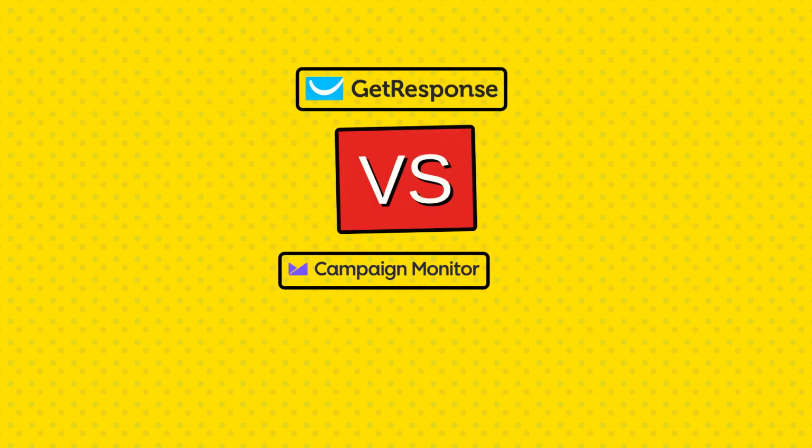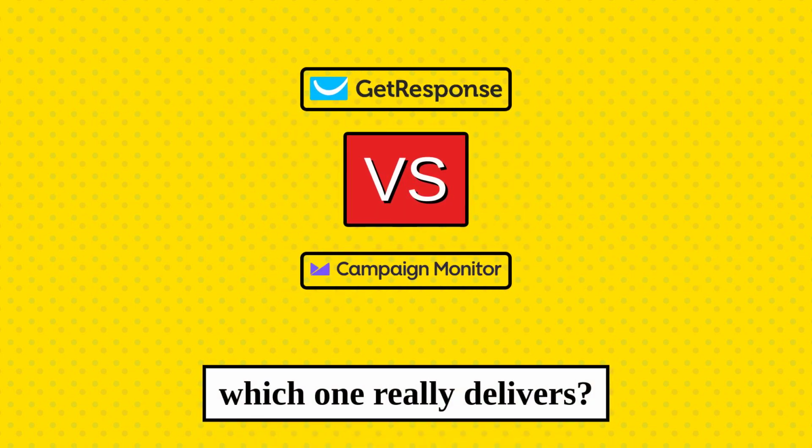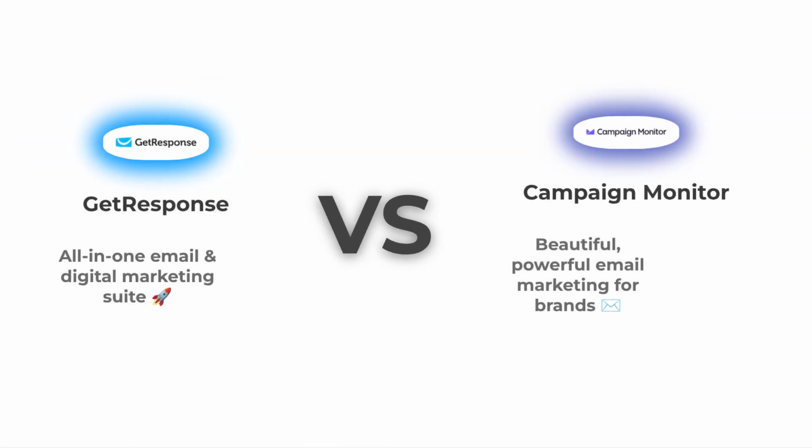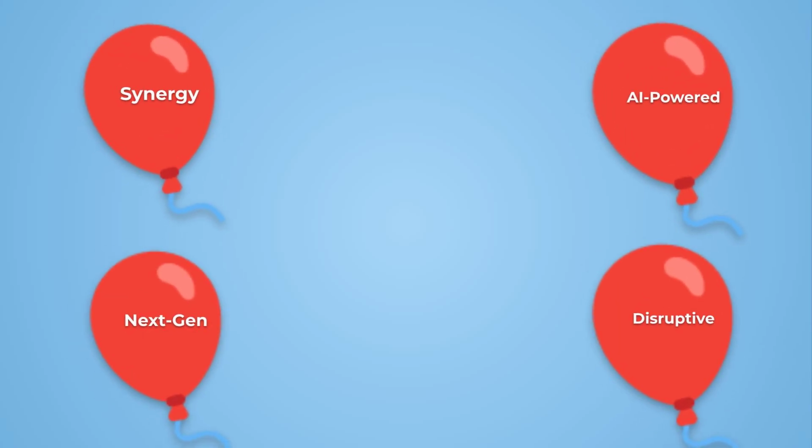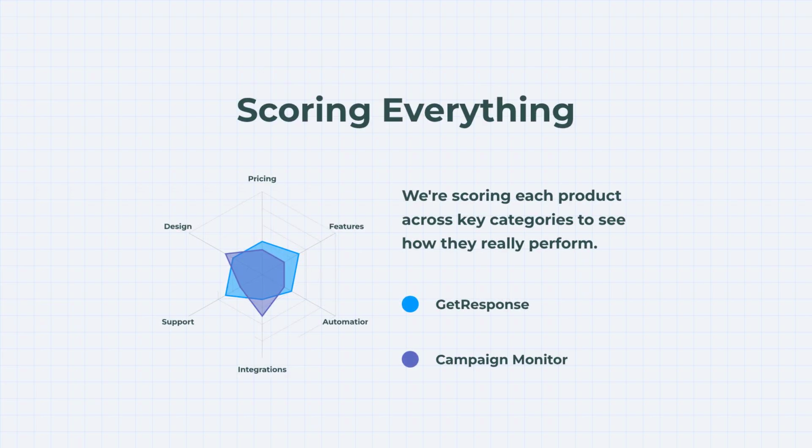Two powerhouse email platforms. One big question: which one really delivers? On the left, GetResponse, the all-in-one email and digital marketing suite. And on the right, Campaign Monitor, beautiful, powerful email marketing for brands. Let's skip the buzzwords and get to the real stuff. Each category earns points, and at the end, you'll see exactly who comes out on top. The result might not be what you expect.